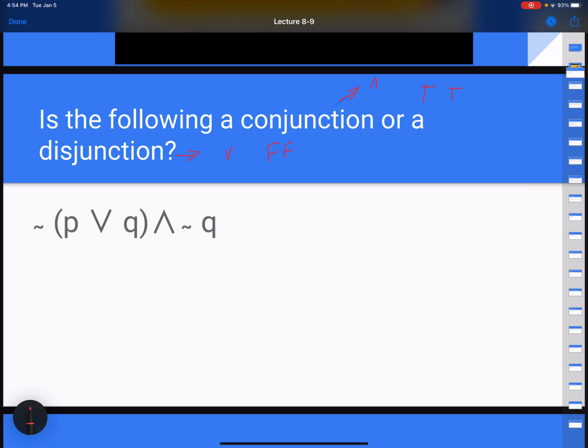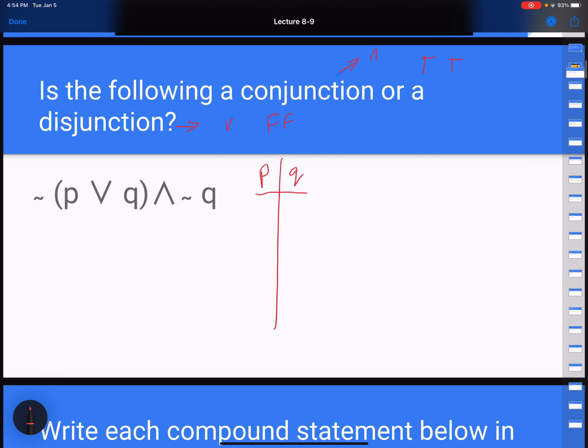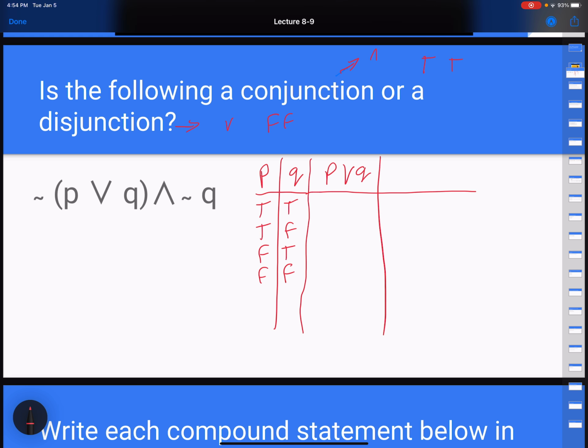So let's look at the given problem and construct a truth table. We have P and Q, and we will write true, true, true, false, false, true, and false, false. It looks like if I'm working left to right, first I need to do what's inside of parentheses, P or Q. And if I do P or Q, I know that I have true, true, true, false, because the only time that it's false is if I have a double false.